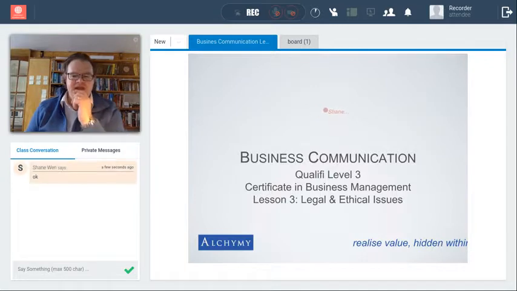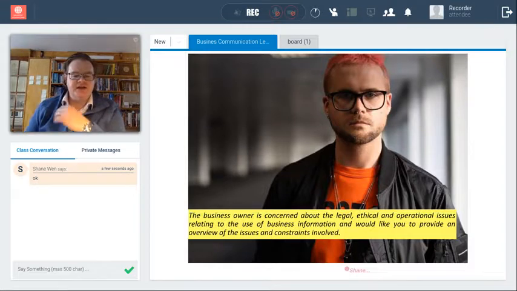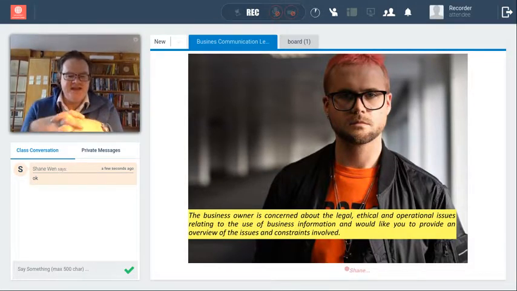So we're going to talk about business communications, level 3 for the certificate in business management. Our aim today is to deal with this statement, which is what, at the end of this session, you should be able to do: the business owner or the student who is concerned about the legal, ethical, and operational issues related to the use of business information is able to provide an overview of the issues and constraints involved.